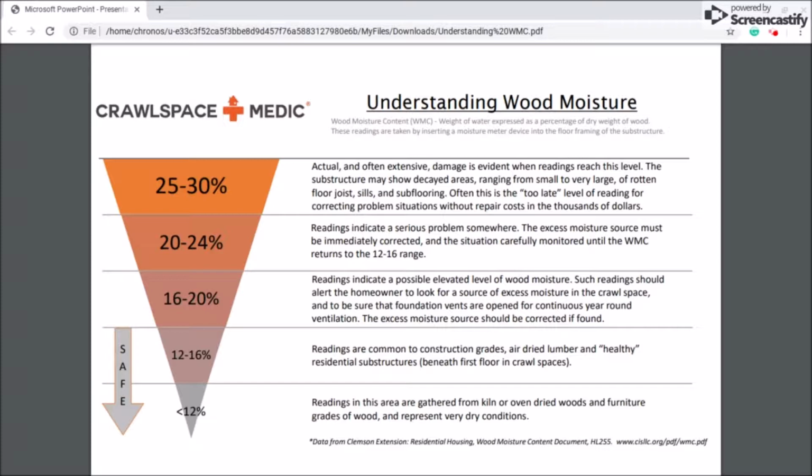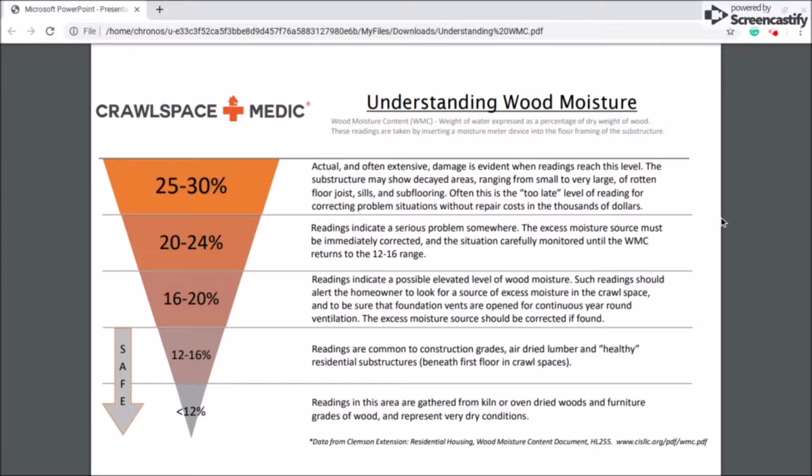Wood moisture content is the amount of moisture compared to dry wood in a piece of lumber. And in the crawl space, you're talking about substructure framing. When we do an inspection, we take a device called a wood moisture content reader. It's got spikes you stick in the substructure wood and the floor framing, and this gives us a reading.